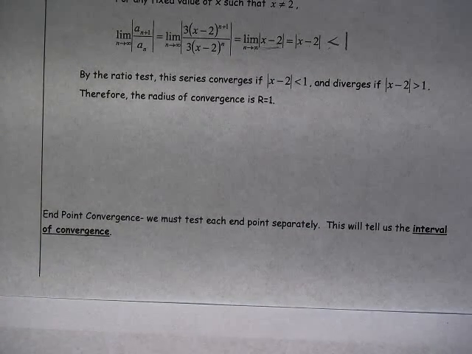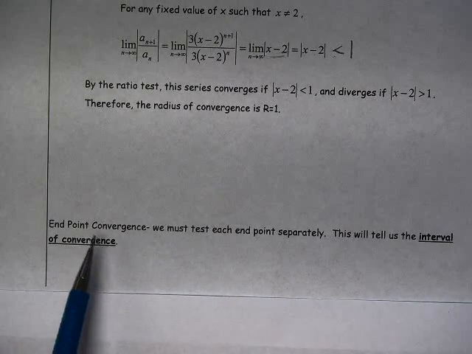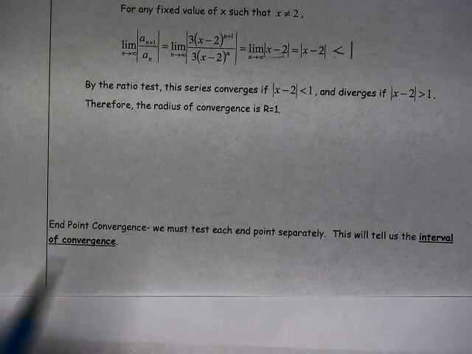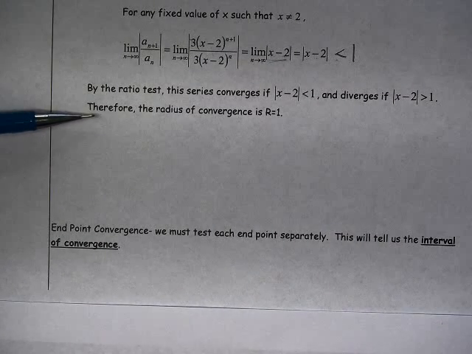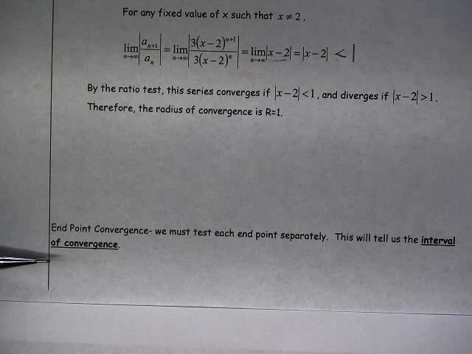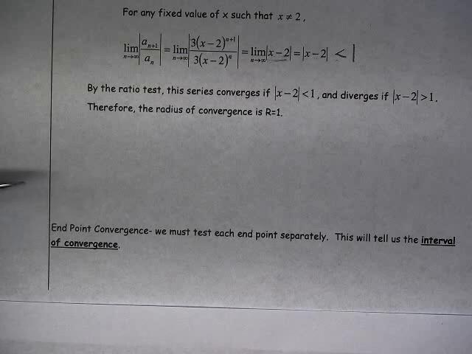But we don't know what happens at the endpoints. So we still have to test the endpoint convergence. All right? The radius of convergence is 1. So if we're less than 1 unit away from 2, then we're okay. But we need to test what happens at x equals 1 and x equals 3 still. We haven't done that yet.